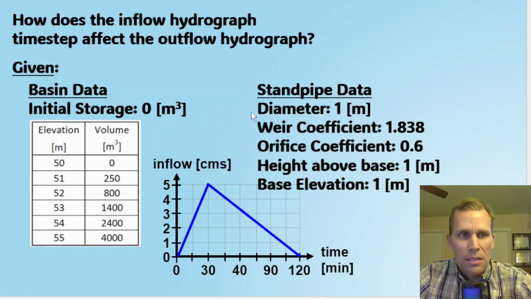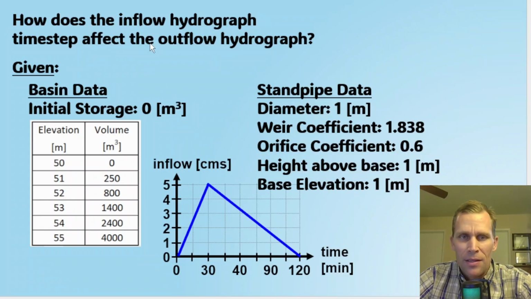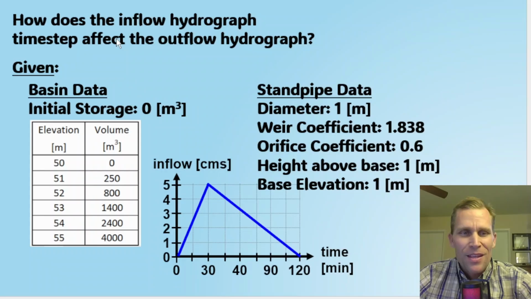On the screen is the problem statement. So it's really just a question. How does the inflow hydrograph time step affect the outflow hydrograph? Because the outflow hydrograph results are based on the time step for the inflow data, as far as I can understand. So we're going to take a look at how that works and some of the results, both the numbers and also the plots as well.